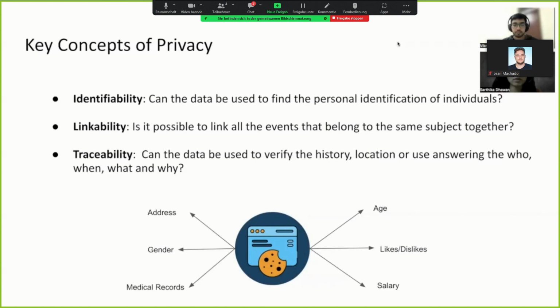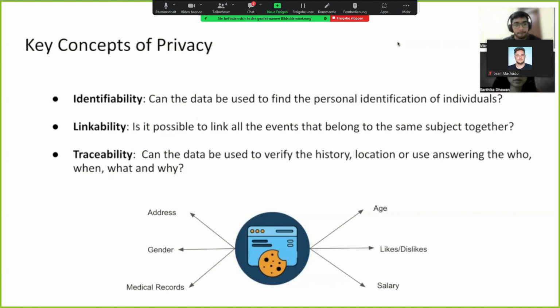Security controls who can access the data, while privacy is about when and what type of data they can access. You can't have privacy without security, but you can have security without privacy. So that is the key difference between these two. Now, there are three main concepts of privacy.